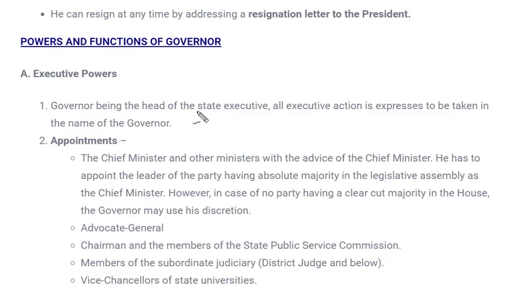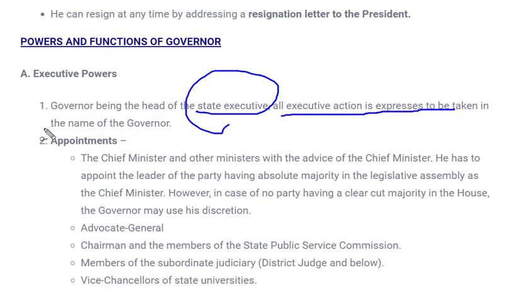The Governor is the head of the state executive. All executive action is expressed to be taken in the name of the Governor. That means any action, any law, any administration that has to be done at state level is done in the name of the Governor, as it is done in the name of the President whenever an executive action has to take place at central level. As the President has the right to appoint several positions, our Governor also has the same power, but at state level. So what are his powers?